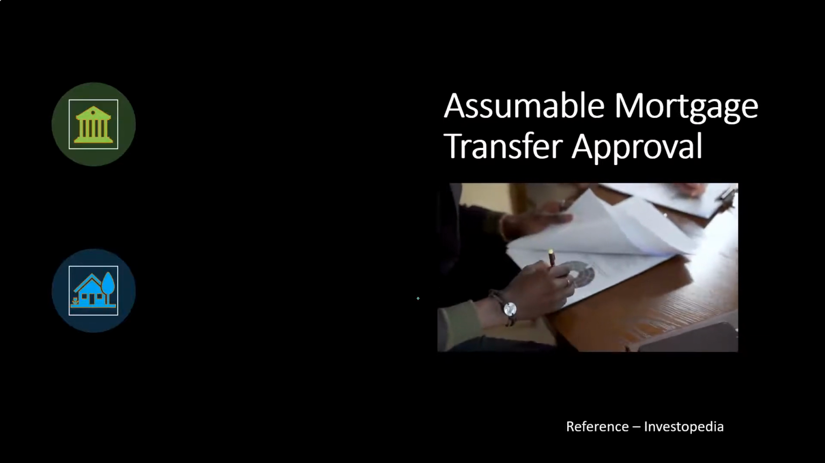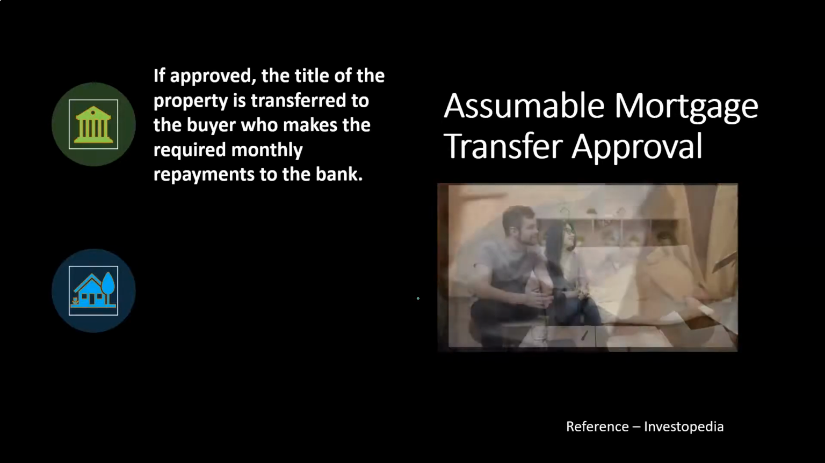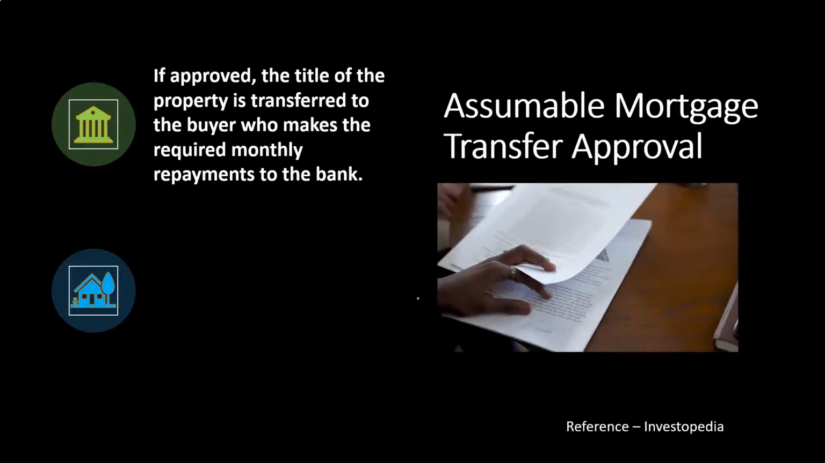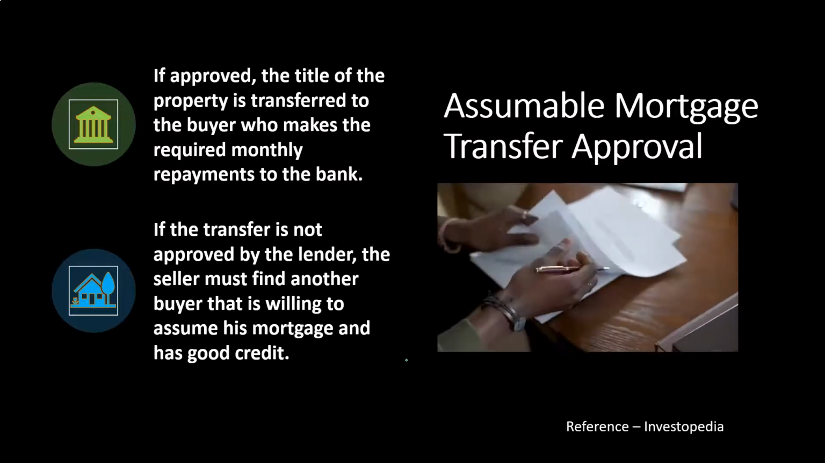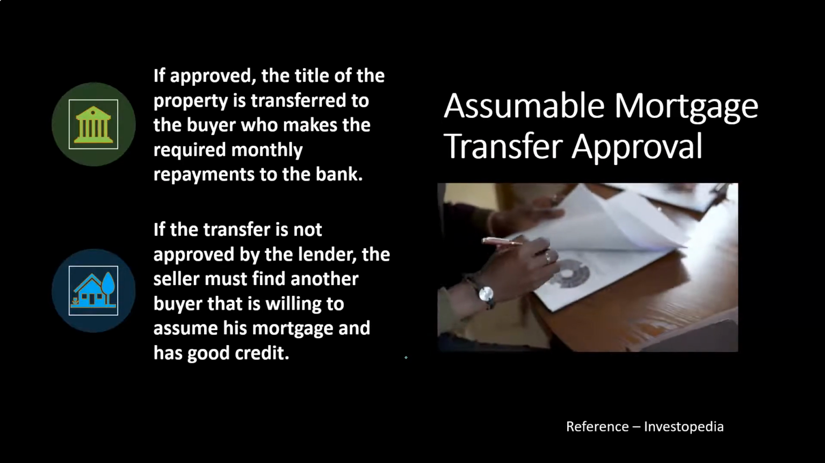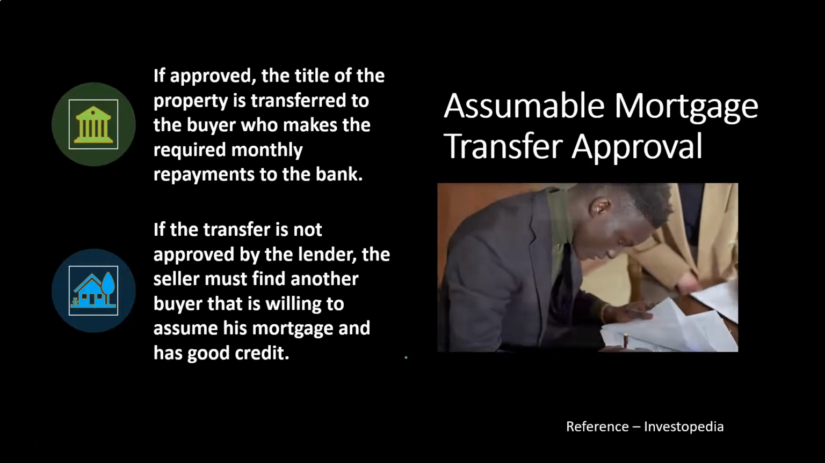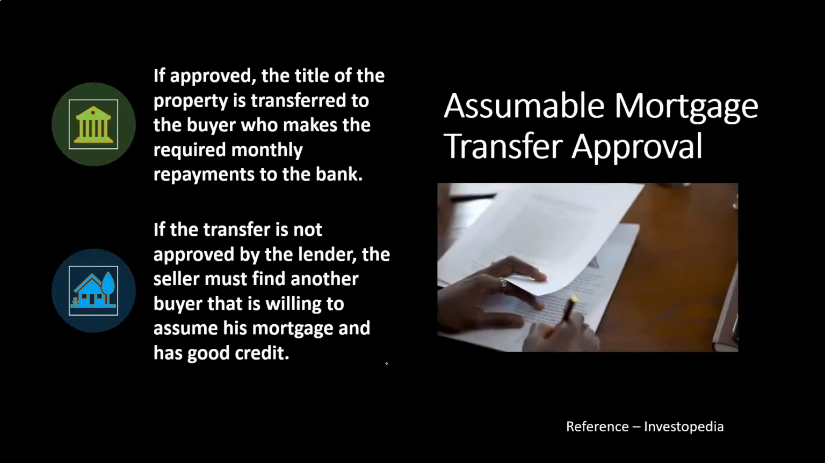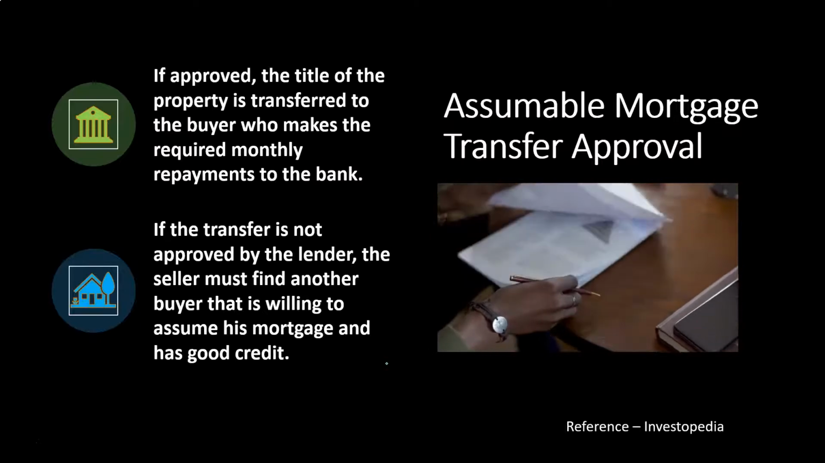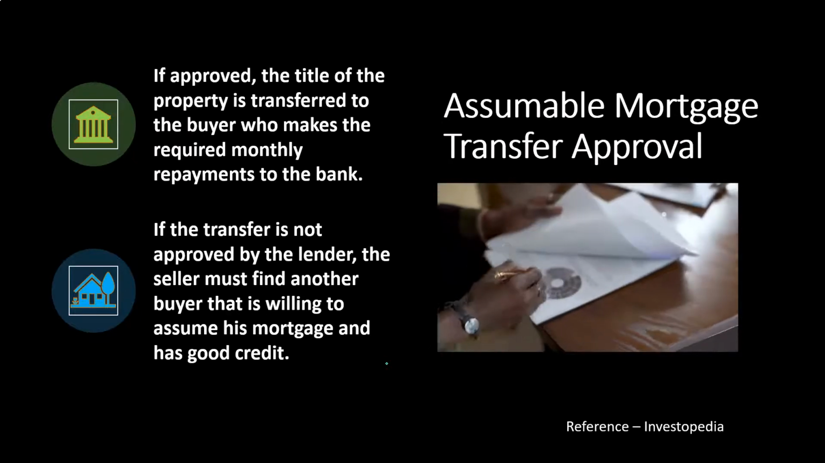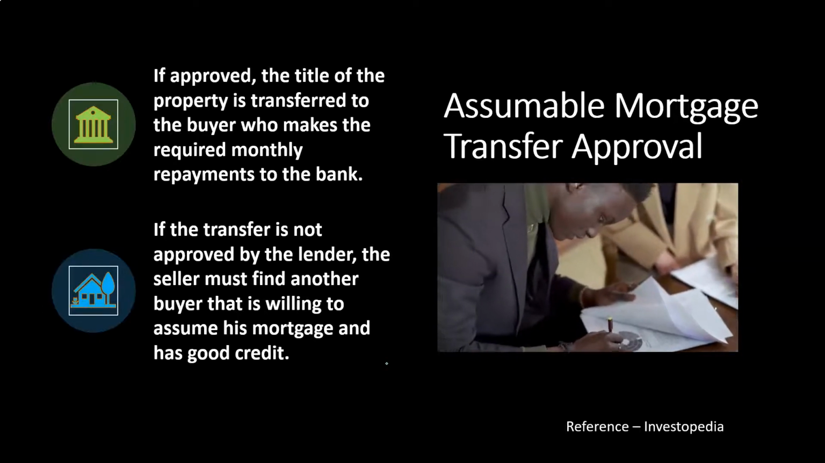So, assumable mortgage transfer approval. If approved, the title of the property is transferred to the buyer, who makes the required monthly repayments to the bank. If the transfer is not approved by the lender, the seller must find another buyer that is willing to assume his mortgage and his good credit. So obviously, if you're trying to sell the property and you're saying, hey, look, I've got a great loan, that is also a benefit, and if you want to take advantage of that, because there is a benefit to it, possibly by even raising the price and saying, hey, if you assume the mortgage, you're getting this benefit.